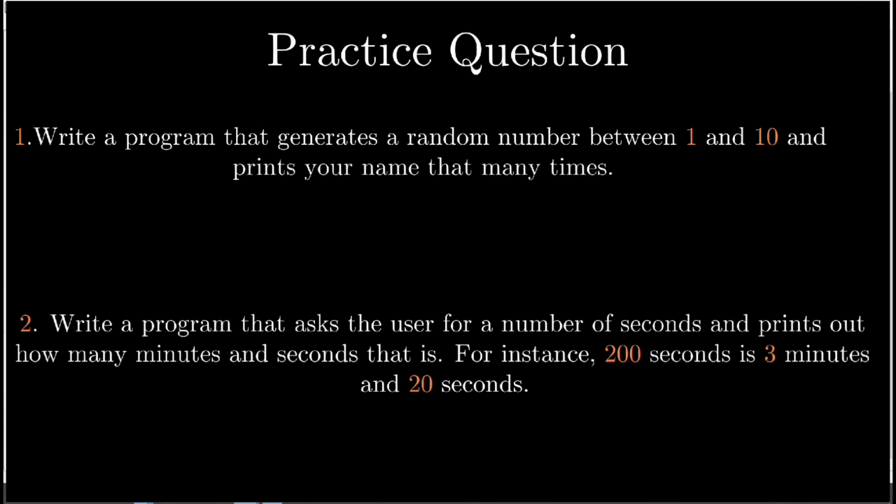As a practice question, write a program that generates a random number between 1 and 10 and prints your name that many times. That is, if it generates 5, it's going to print your name 5 times. The second exercise, write a program that asks the user for a number of seconds and prints out how many minutes and seconds that is. For instance, 200 seconds is 3 minutes and 20 seconds. You can use the floor division operator to get the minutes and the modulo operator to get the seconds. You can submit your code in the comment section.